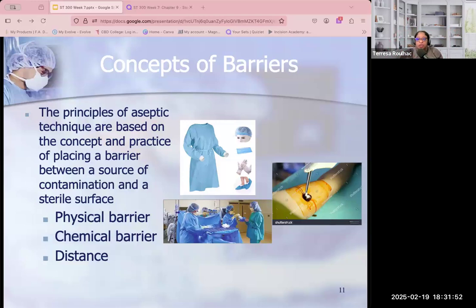By any chance, do you guys know the minimum distance between a sterile and non-sterile surface or item? Because this is a question that you will see on the CST exam, and it may pop up this week in week 7. Does anyone know the distance? Or take a guess.